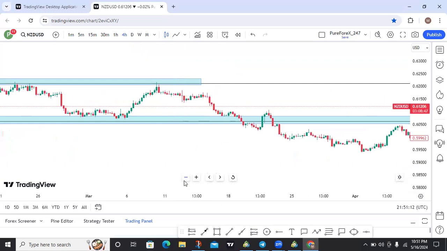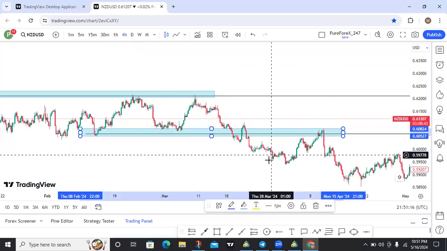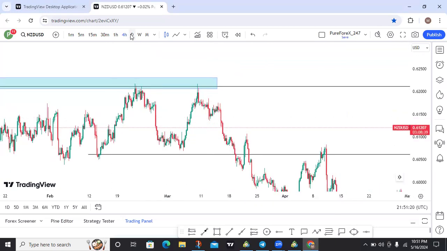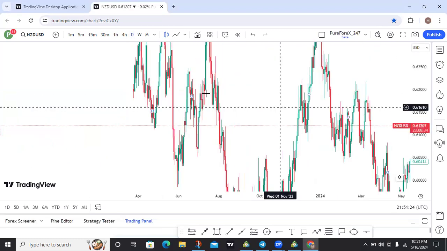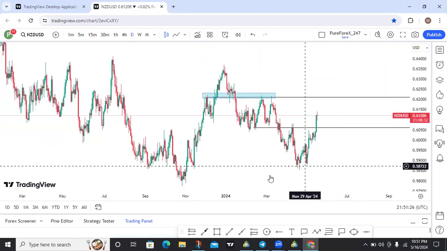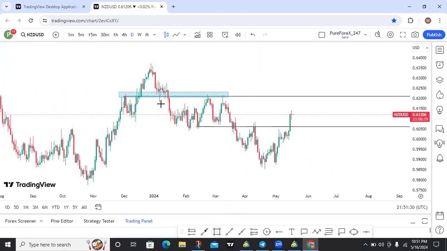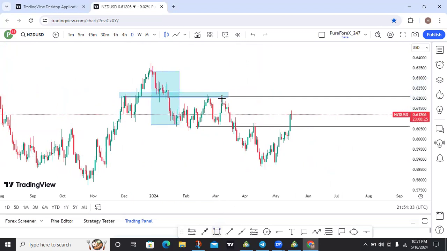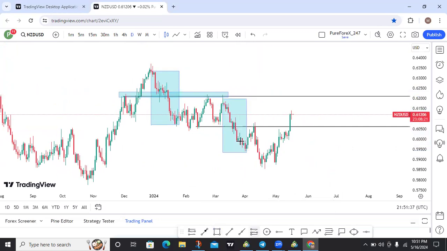If you look at the H4 time frame, you see this impulse on the daily is giving us characteristics of what? Let me show you also. Like I said, this impulse from the daily time frame, this impulse, this one, and this one here.